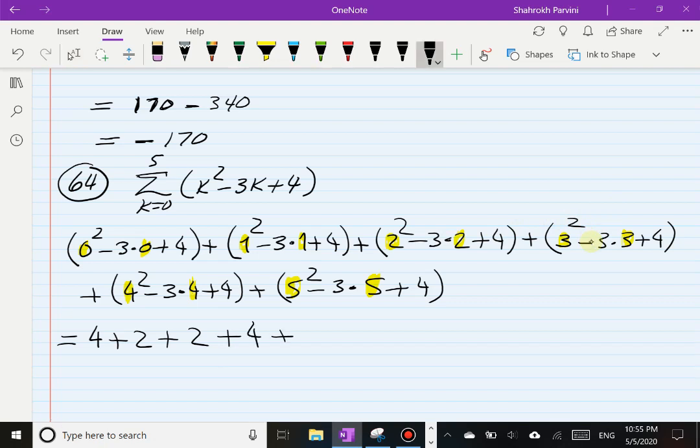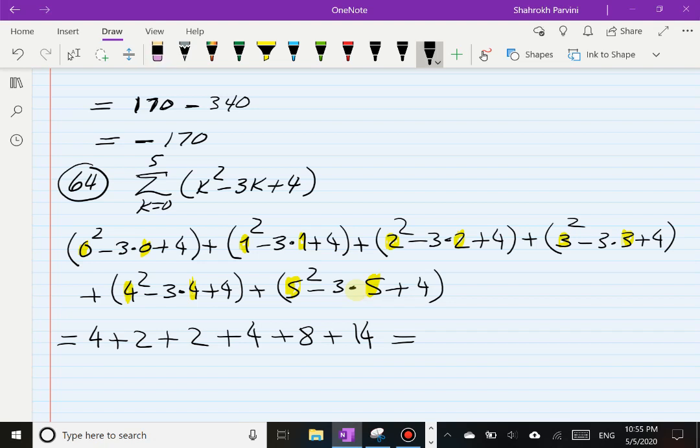Next one's going to be 4 squared 16 and 4, 20. 20 take away 12, that's 8. And the last one is, let's see, 25 take away 15, that's 10 and 4, 14. Boy, imagine if they gave us these numbers and they said, you figure out what the expression was. That would have been a heck of a problem, huh?